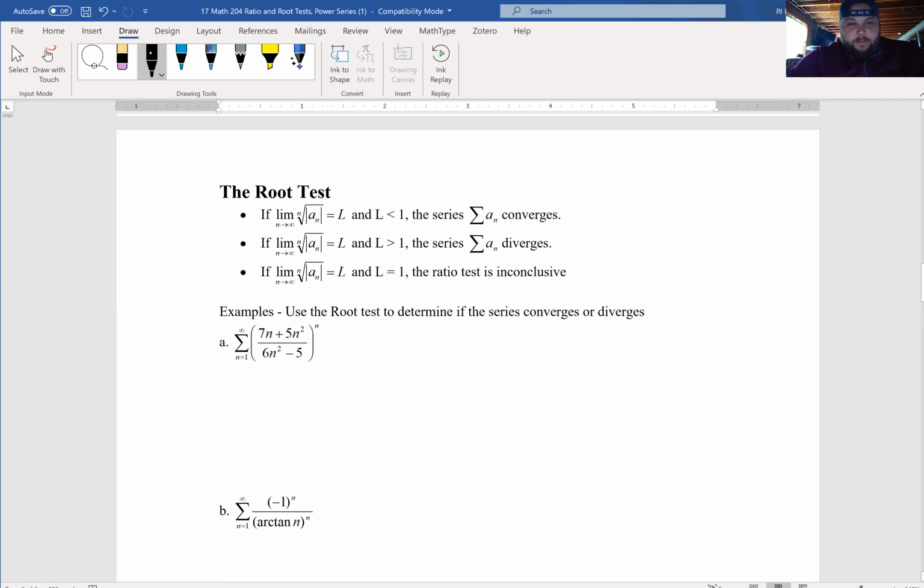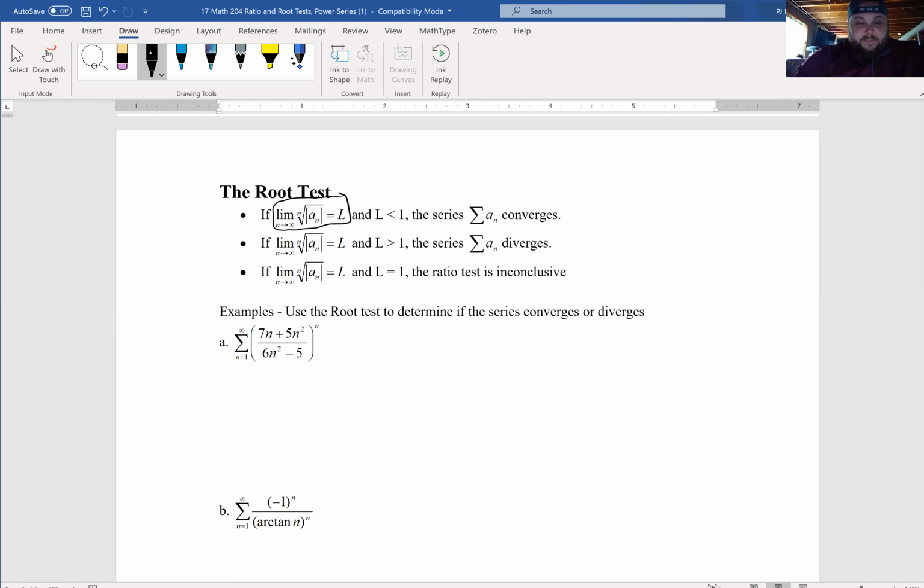So this time, instead of a sub n plus 1 over a sub n, we're only testing a sub n. So then you're doing the nth root of the absolute value of a sub n. And then the same rules apply. You get an L. If that L is less than 1, converge, greater than 1, diverge, equal to 1, inconclusive.